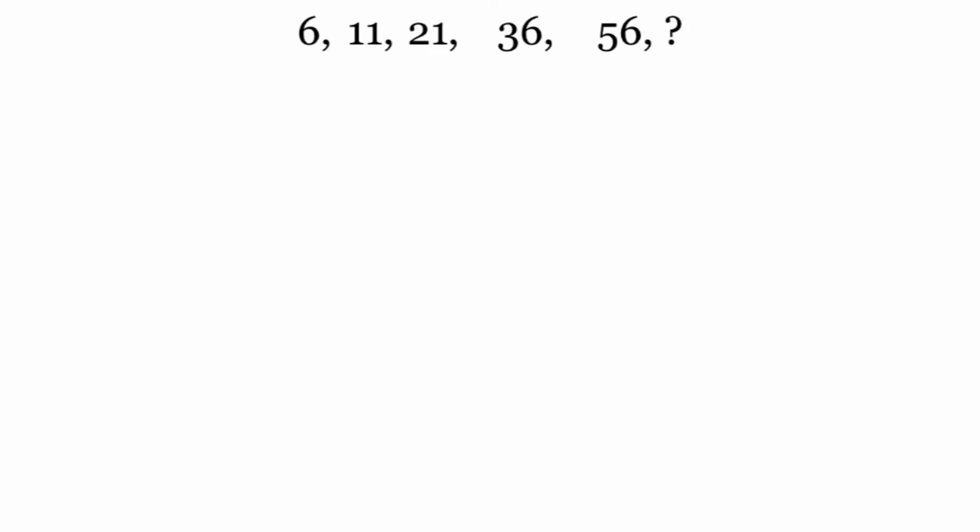6, 11, 21, 36, 56 and find the missing term. 6 plus 5 is 11. 11 plus 10 is 21. 21 plus 15 is 36. 36 plus 20 is 56.